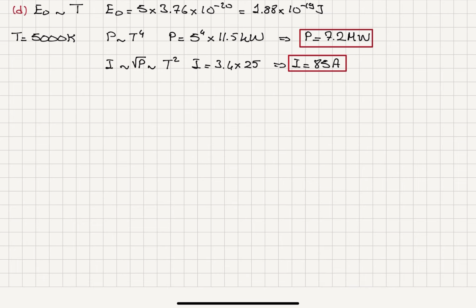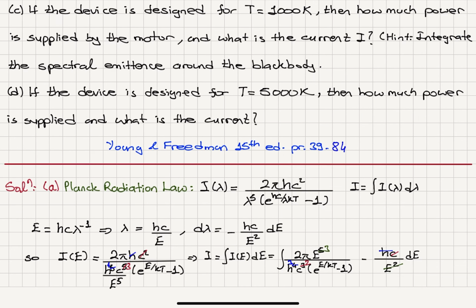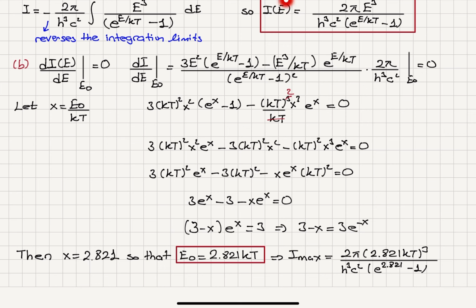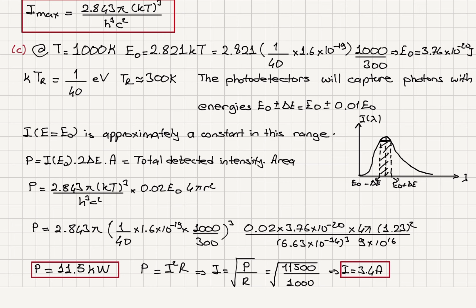Okay. So in this part of the problem, having calculated the intensity as a function of energy for the spectral emittance calculation, and having found the maximum intensity energy by taking the derivative with respect to energy and setting it equal to 0, we can now look at what happens at 1000 Kelvin to this maximum intensity energy. It's 3.76 times 10 to the minus 20 joules.